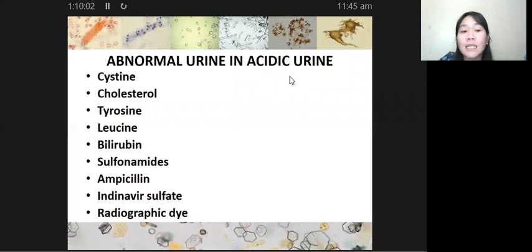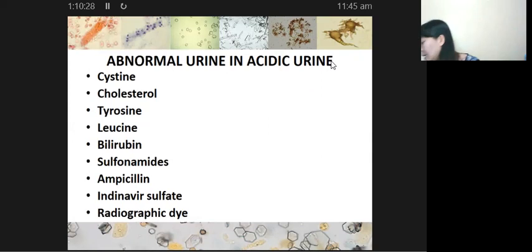Okay, so now let us move on to the abnormal crystals seen in your acidic urine. These are abnormal crystals which are oftentimes seen in acidic urine. Rarely are they seen in neutral or even alkaline urine. That is why I put acidic urine there, so that at least we can remember it.